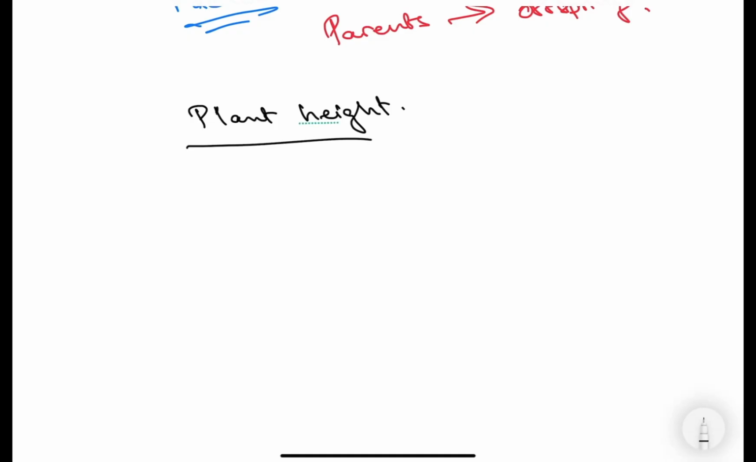So plant height has two traits, tallness and dwarfness.